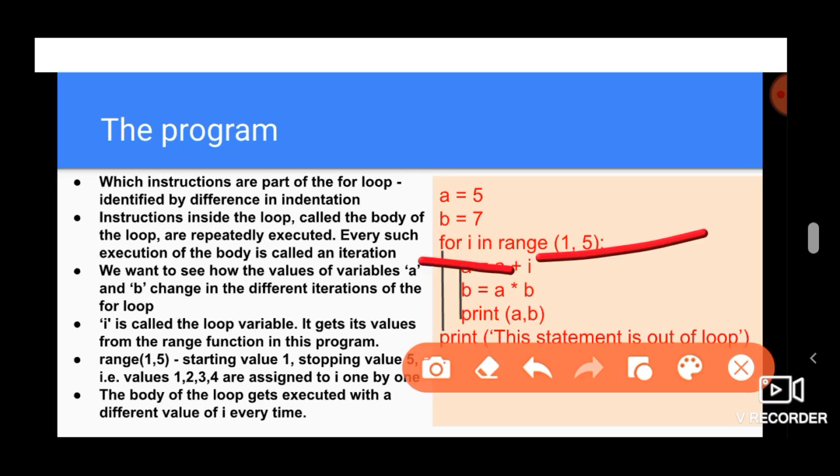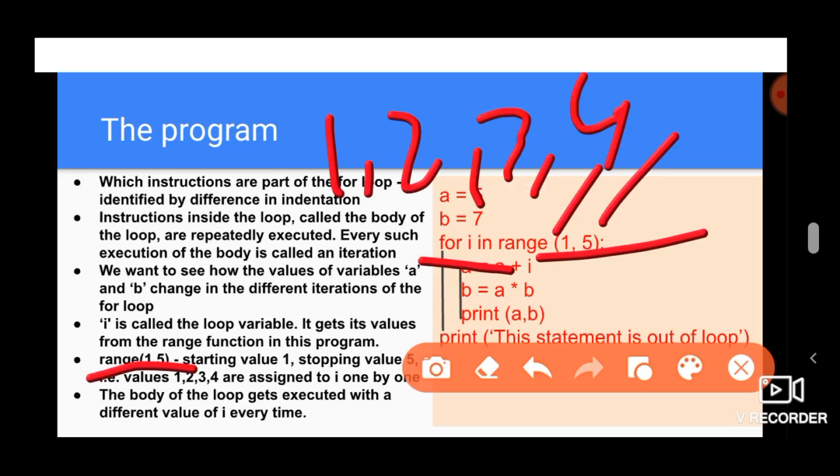Now how does this range function work for this program? We have supplied two values, 1 and 5. So 1 is the starting value and 5 is the stopping value. That means this range function gives the values 1, 2, 3 and 4. These 4 values are given to this loop variable i. So this is how this loop will work.